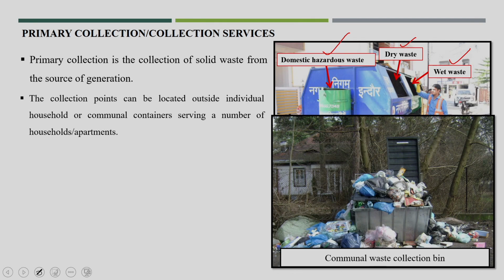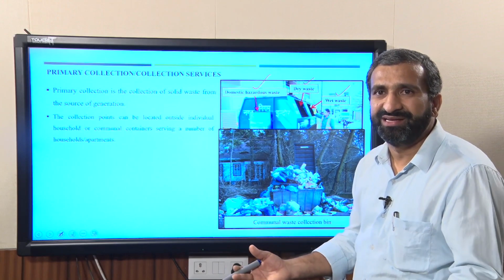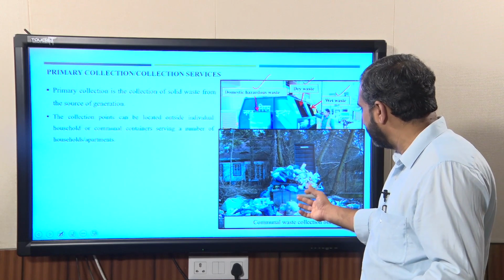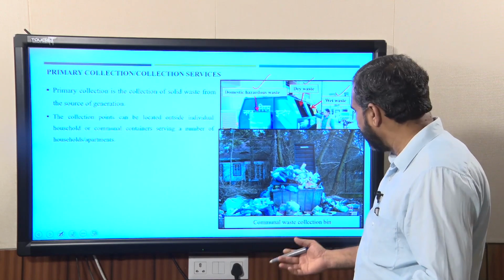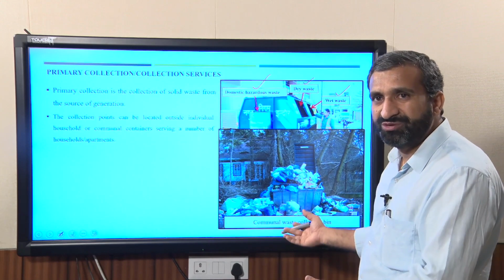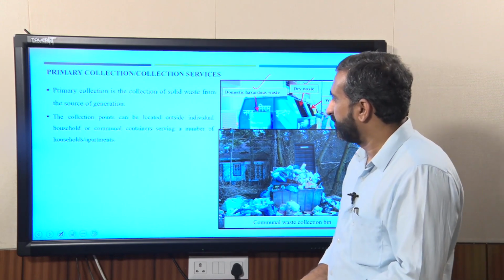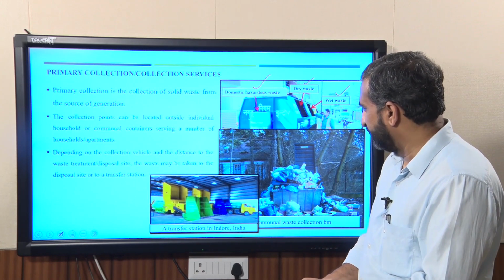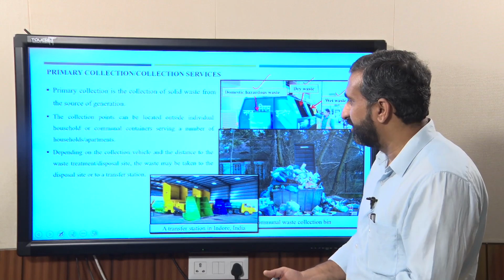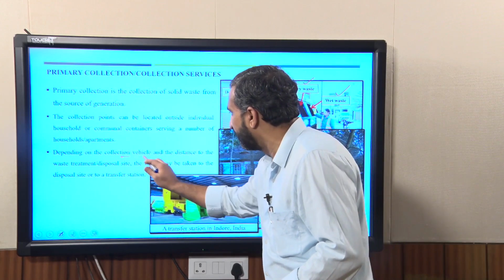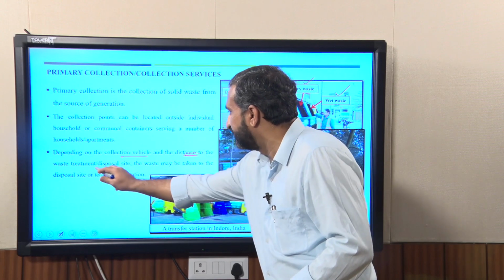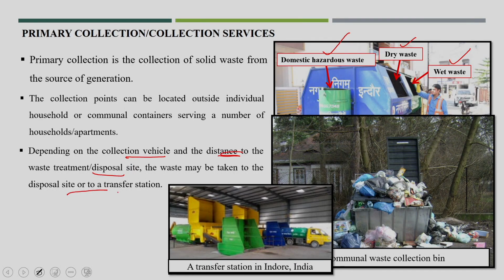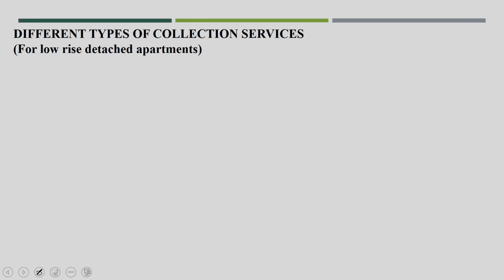Now, suppose there is no house to house collection system, it is possible that communal waste collection bins are placed, with one location finalized in the different areas. This kind of dustbin is provided by the local corporation and the households have to dispose the waste into these locations. And this is another, transfer stations. Depending upon the collection vehicle, what kind of vehicle, and the distance from the treatment site or the disposal site to the transfer station, waste will go to the transfer stations or the disposal site.